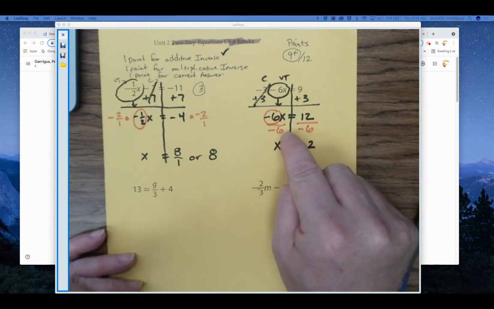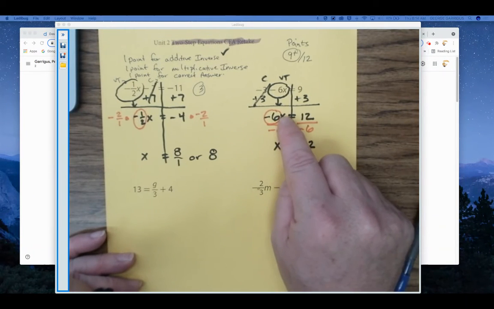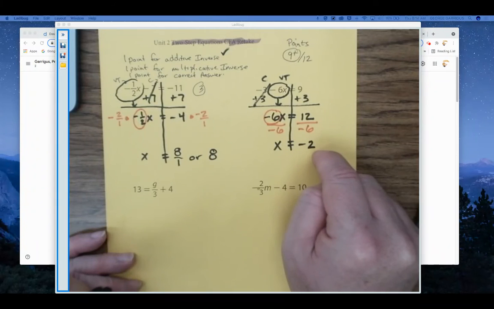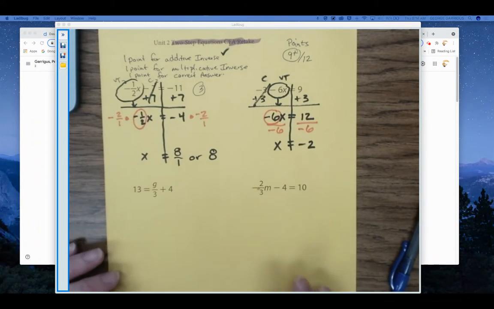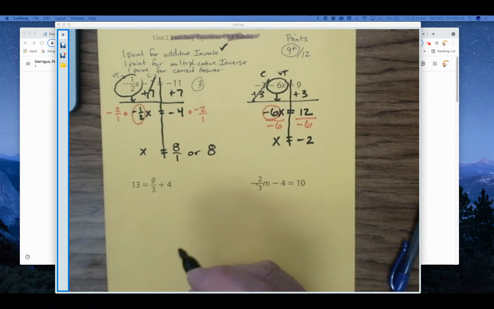Okay, notice there's no x here. If you put an x in here, the x's are going to cancel, and you're going to have negative 2 over x. That's a big no-no. Okay, so we're almost done.